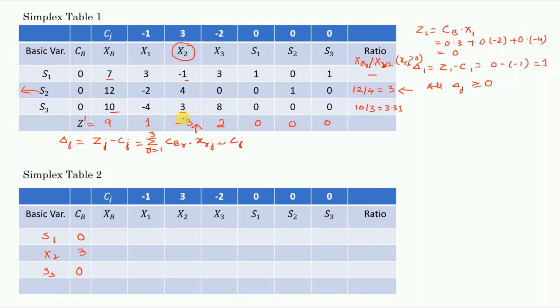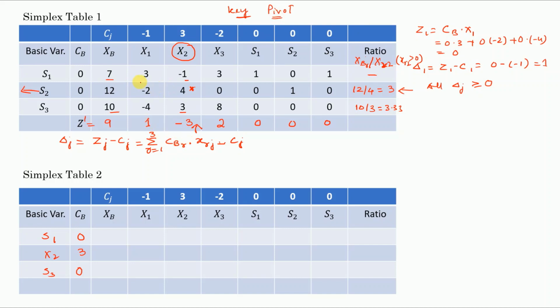Now look at this. This is the incoming vector, this is the outgoing, and this is the point of intersection of these two. So you will write here an asterisk or star mark. This point is known as the key element or pivot element. Whatever you wish, you can say it, key element or pivot element.